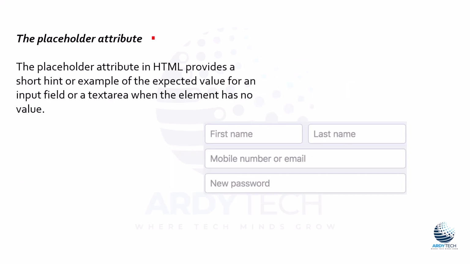The placeholder is also another important attribute when it comes to form designs. Like the label, the placeholder attribute is added within the form inputs. It is there, and it will disappear automatically when the user starts to type something here. For example, if I want to type my phone number or email here, the moment I start to type, this will disappear. So this is how the placeholder attributes work.